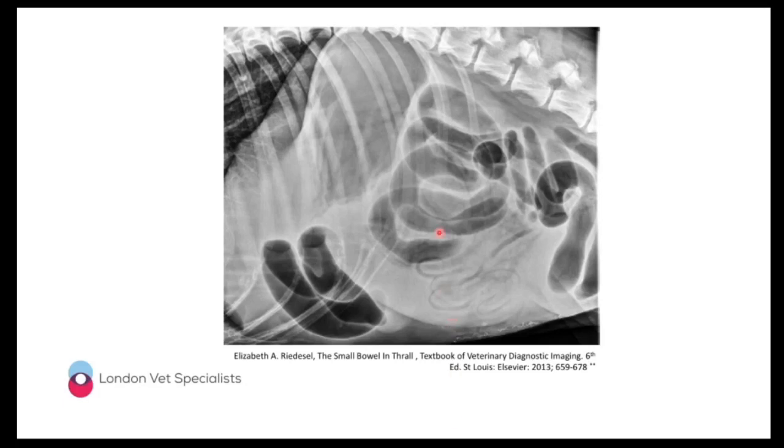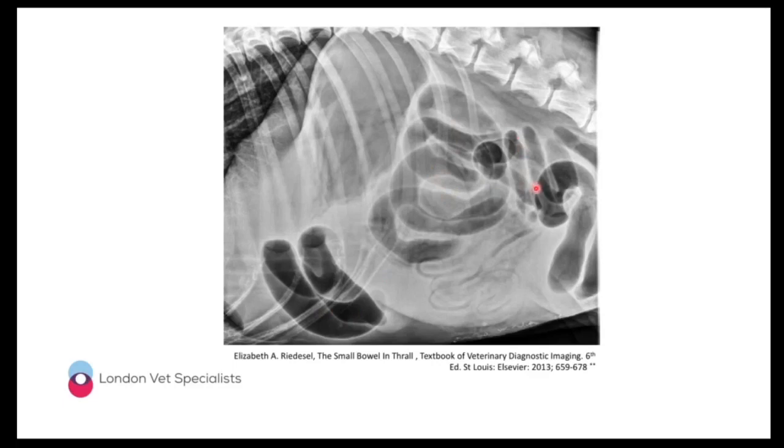So here we can see that there are definitely 2 distinct populations of small bowel. So we can see loops of bowel in the cranioventral abdomen and in the mid to dorsal abdomen that are very dilated. And we can see a population of small bowel in the mid to ventral abdomen that is looking a lot smaller and looking pretty empty. So we've got 2 distinct populations of small bowel. That's always a big worry. And then we've got stacking of these dilated loops of bowel in the cranioventral abdomen and in the mid and dorsal abdomen.